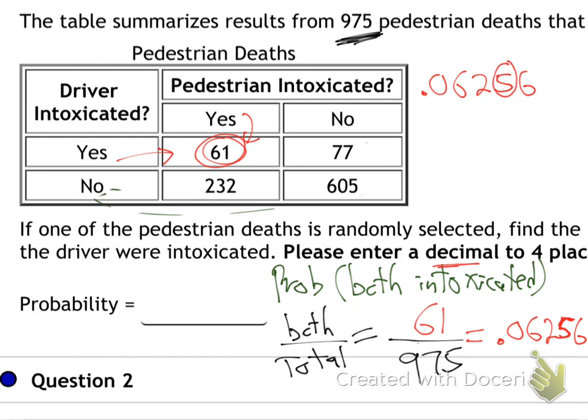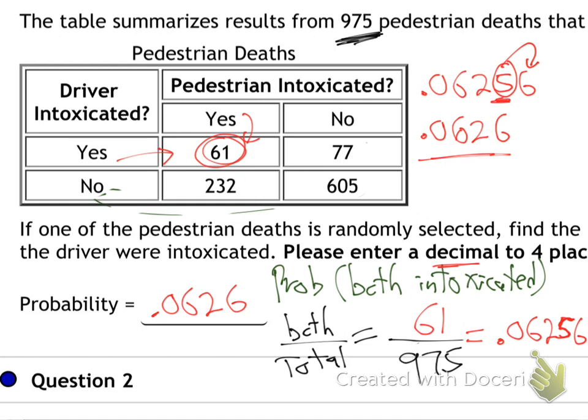Remember how rounding works. You circle the place they want you to stop at, the 4th place. You look 1 to the right of that place. If it's 5 or more, you go up. So it'd actually be 0.0626. There's the answer. Are we good there? Questions I can answer on that? So I just circled the 4th place and looked 1 to the right.